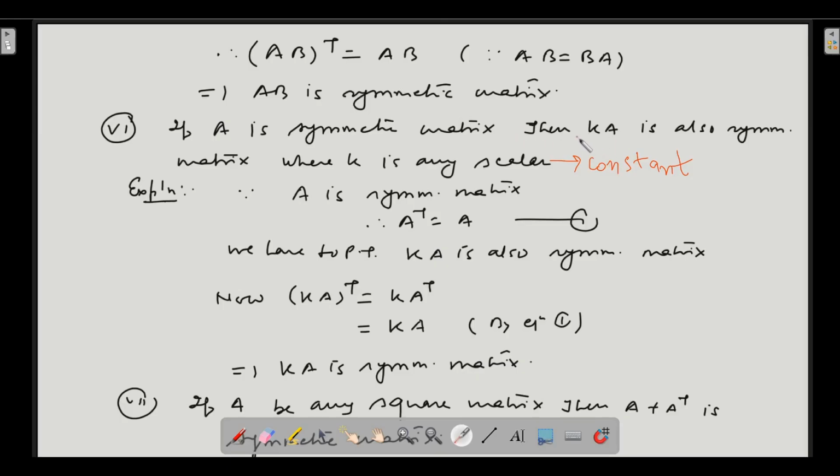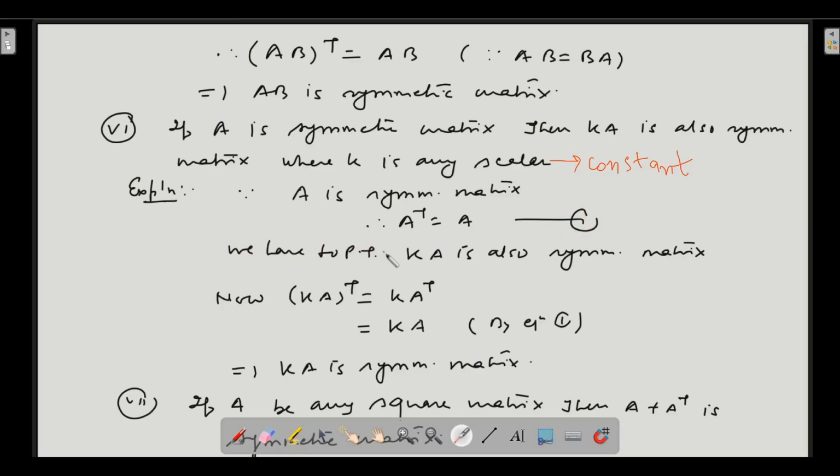If you multiply the matrix by a constant, then that particular entity is also a symmetric matrix. Okay, so since A is a symmetric matrix, A transpose is equal to A. We already know from the definition of a symmetric matrix, A transpose is equal to A. Let this be equation number 1.